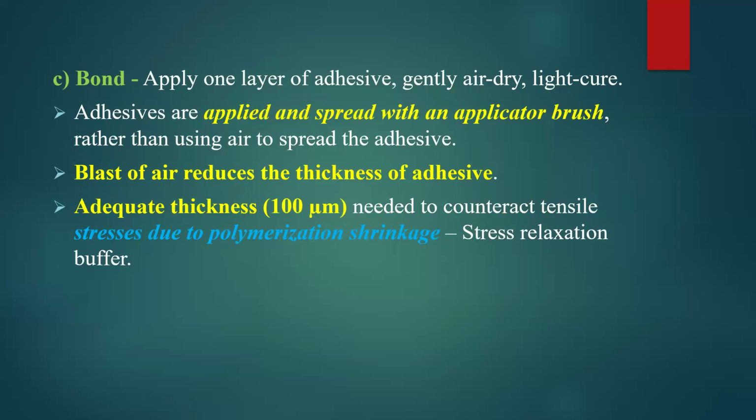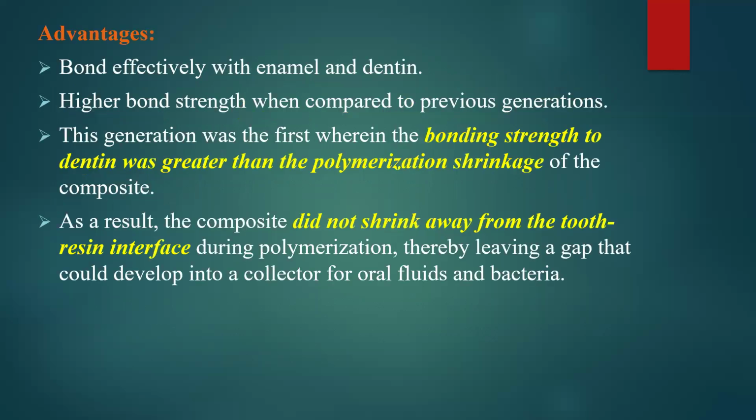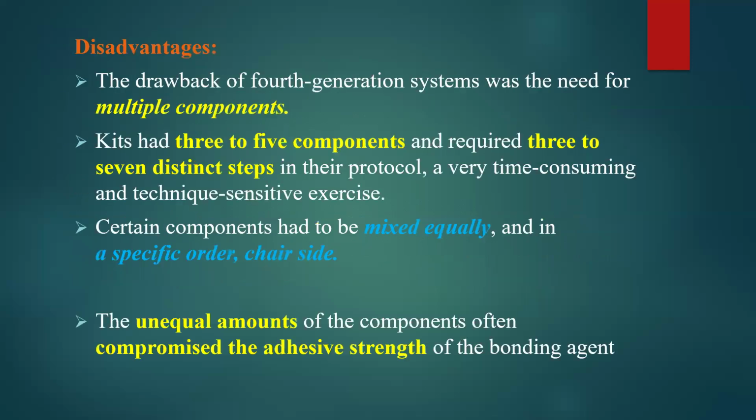Adequate thickness, that is around 100 microns, is needed to counteract tensile stresses due to polymerization shrinkage, and this is known as the stress relaxation buffer. Advantages include bonding effectively with enamel and dentin, and high bond strength compared to previous generations. This generation was the first wherein the bonding strength of dentin was greater than the polymerization shrinkage of the composite, and as a result, the composite did not shrink away from the tooth resin interface during polymerization, thereby leaving a gap that could develop into a collector of oral fluids and bacteria.